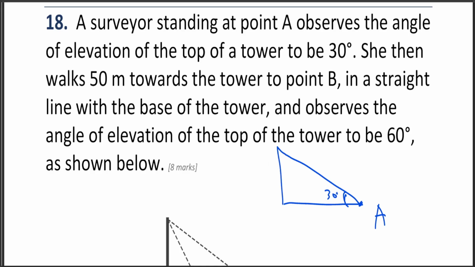He then walks 50 meters towards the tower. So yatembea kidogo, then she walks 50 meters towards the tower. She then walks to point B, so hii ni 50 meters. So this is the 150 meters. Sawa? So 50 meters towards the tower to point B in a straight line with the base of the tower, and observes the angle of elevation of the top of the tower now to be 60.